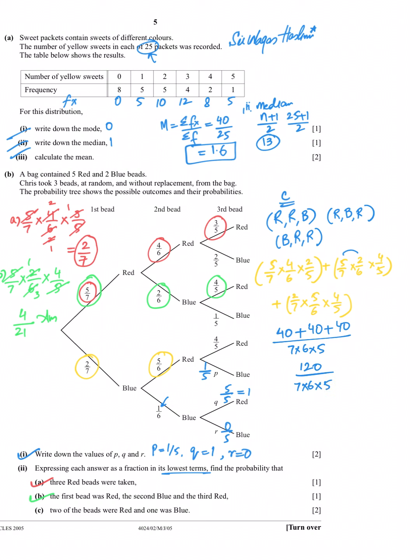Now I can simplify it. 6 1s are 6, 6 20s, 5 1s are 5, 5 4s. So the final answer we have is 4 divided by 7. That is your final answer.